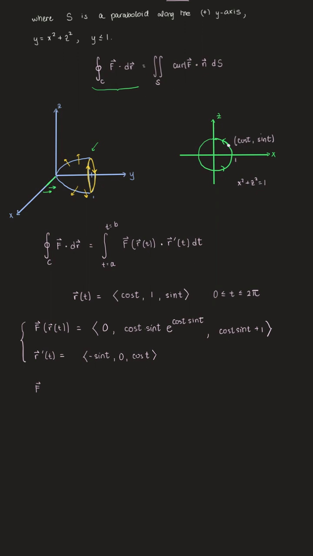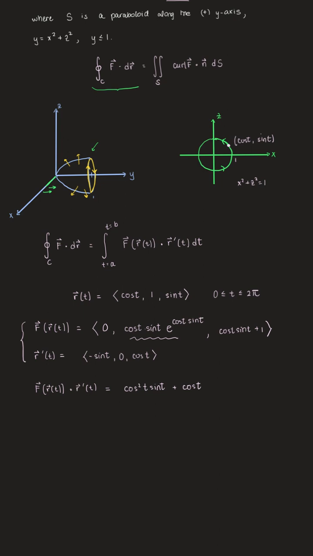So f of r of t dotted with r prime of t will give us 0 times negative sine t, that's just 0. 0 times this stuff, that's 0. And then we get cosine t times the third component. So I have cosine squared t sine t plus cosine t using the distributive property.